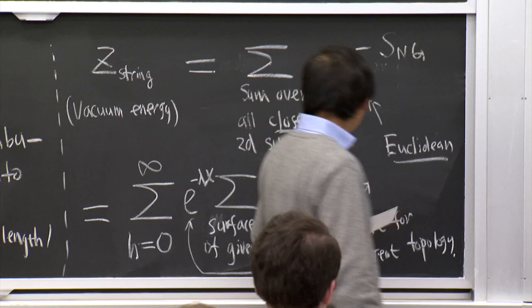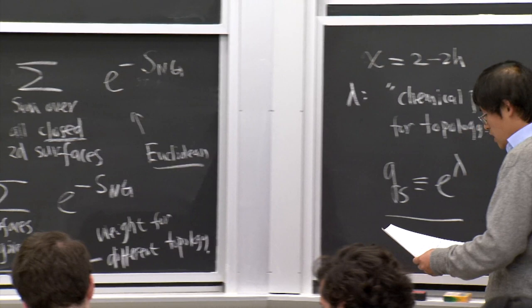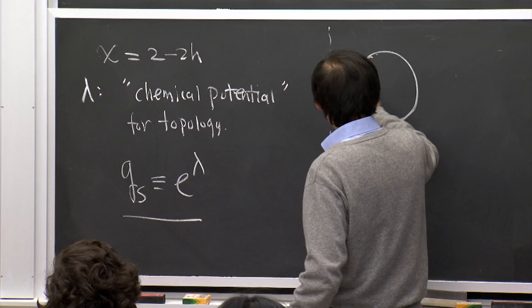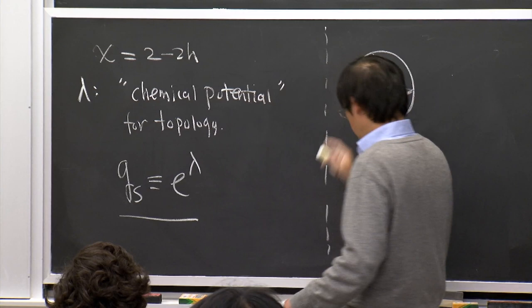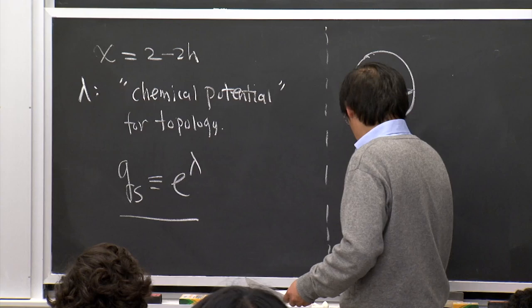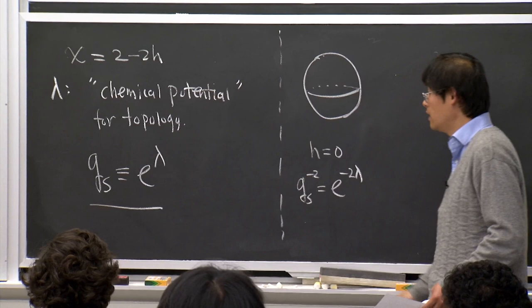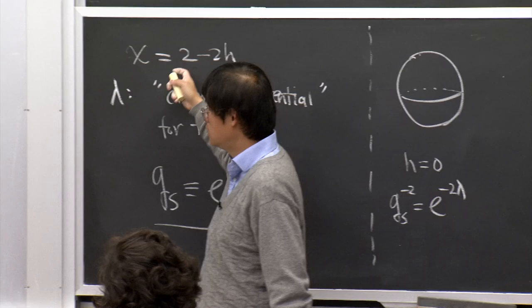So now let's look at this summation. So here you sum over. At h equal to 0, you sum over all surfaces with the topology of a sphere. And the weight is given by GS^(-2), which is exponential of minus 2 lambda. Because when h equal to 0, chi equal to 2, so this is just minus 2 lambda. And so this is 1 over GS squared.